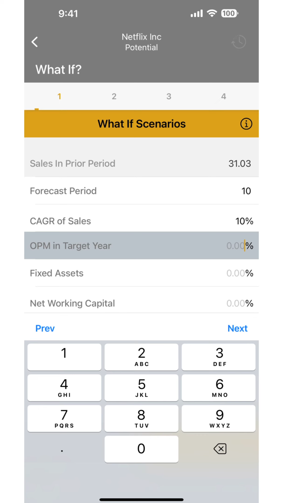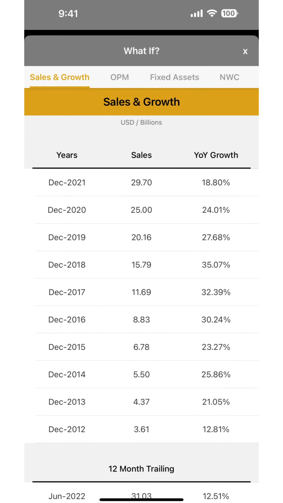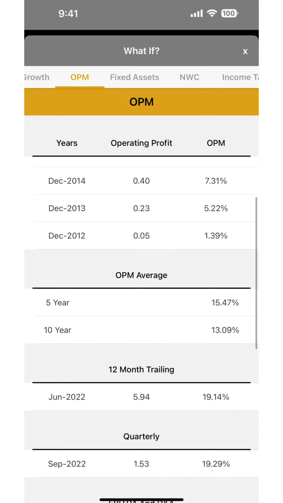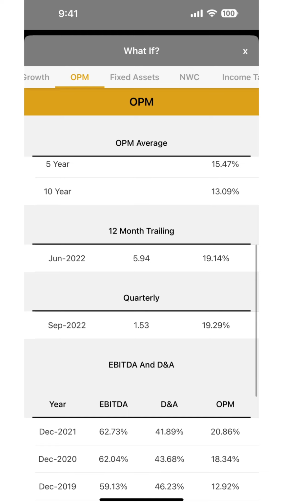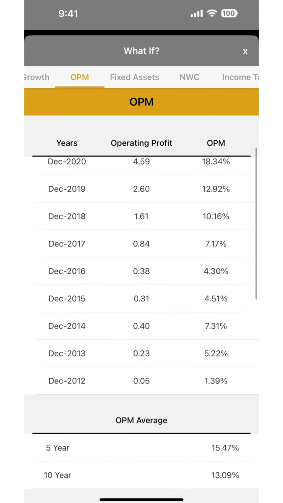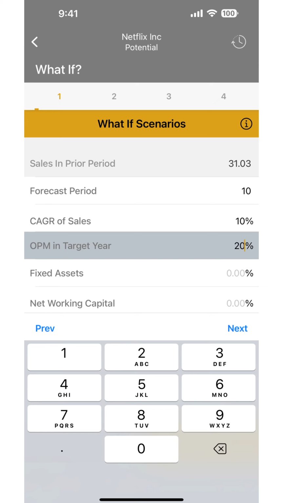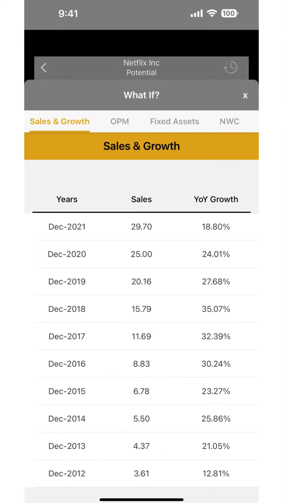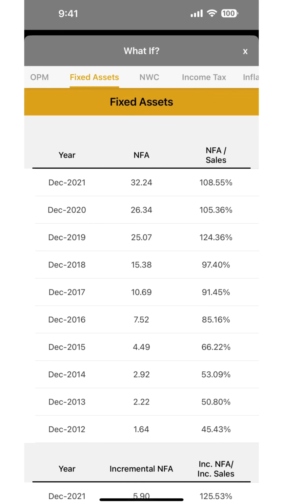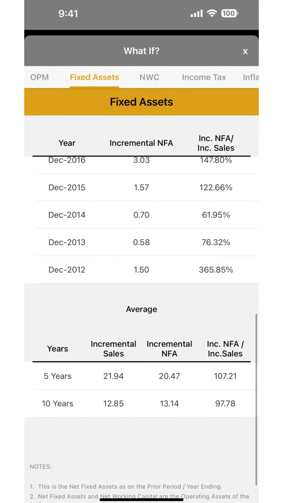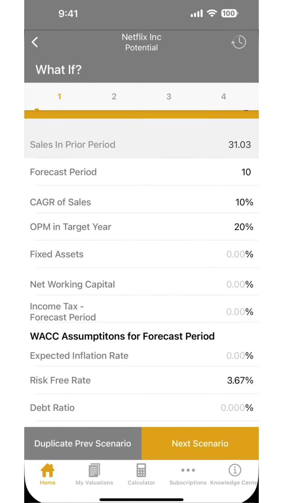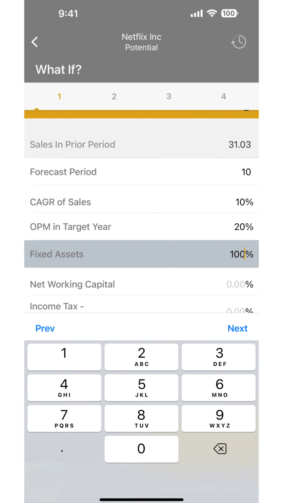We assume the target OPM to be around 20% based on the latest operating margins. The history displays the historic operating profit margin, EBITDA, and 5 and 10-year average margins for Netflix. The basis of our assumption is that the company will be able to sustain its margins. The incremental fixed assets to incremental sales for Netflix has been around 100%. Thus, we have maintained this incremental fixed asset investment rate during the forecast and terminal period.